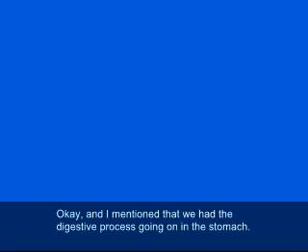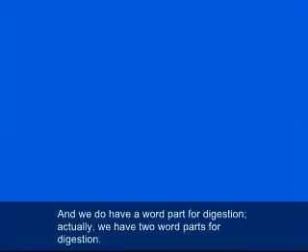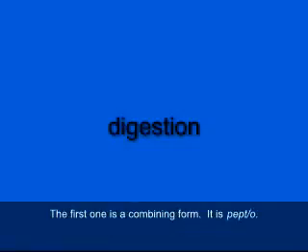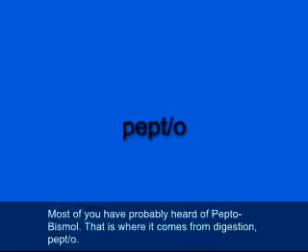Okay, and I mentioned that we have the digestive process going on in the stomach, and we do have a word part for digestion. Actually, we have two word parts for digestion. The first one is a combining form. It's pepto, P-E-P-T/O. Most of you have probably heard of Pepto-Bismol. That's where it comes from, digestion, pepto. And then we also have a suffix that refers to digestion, and that is hyphen, P-E-P-S-I-A, and that's pepsia. We're going to go into more detail in the next episode about the digestive process, but right now we're just getting the word part and some of the basic structures.